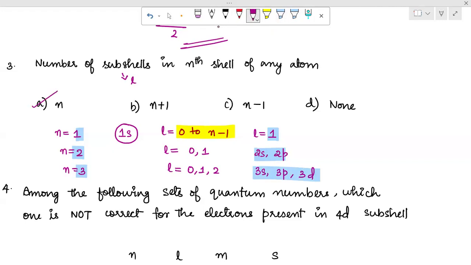You can get questions like, let's say there is an arbitrary atom where you have to find the number of subshells in the 99th shell. This is just an arbitrary question. The number of subshells in the nth shell is n, so the answer is 99. There will be 99 subshells inside the 99th shell. I hope you have got the concept.